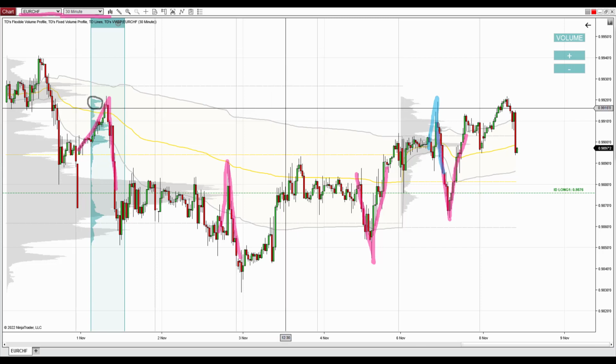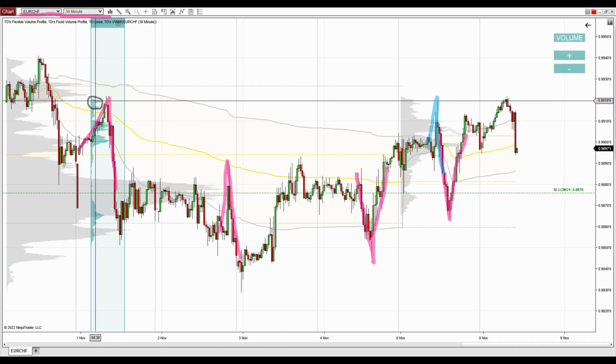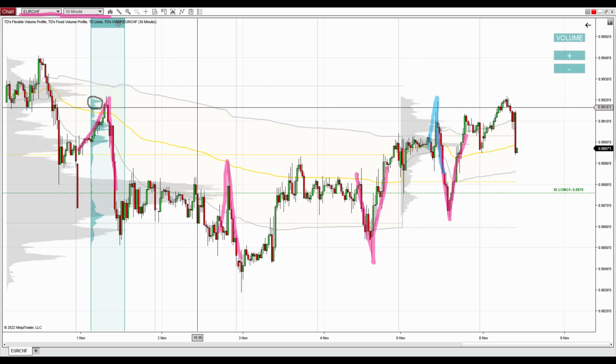So if I print a line here from the beginning of this heavy volume cluster, then it would be somewhere in here. And you wait for the pullback, you wait for the price to return to this level again. And this is where you enter your trade. You go short from there. So this was the reaction to this rejection. This is how you trade it.